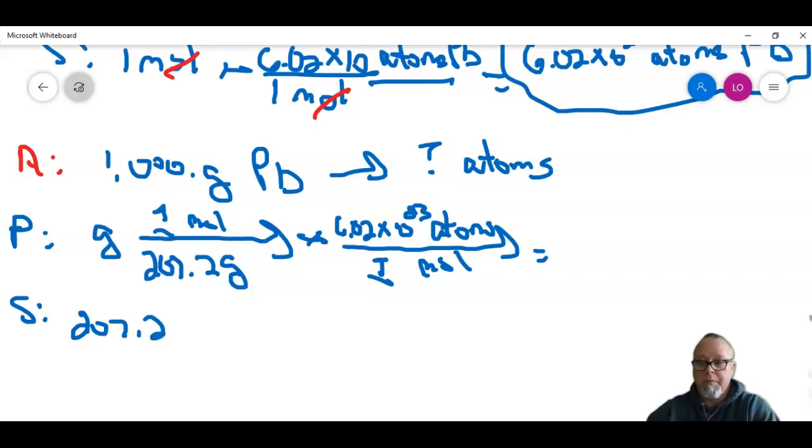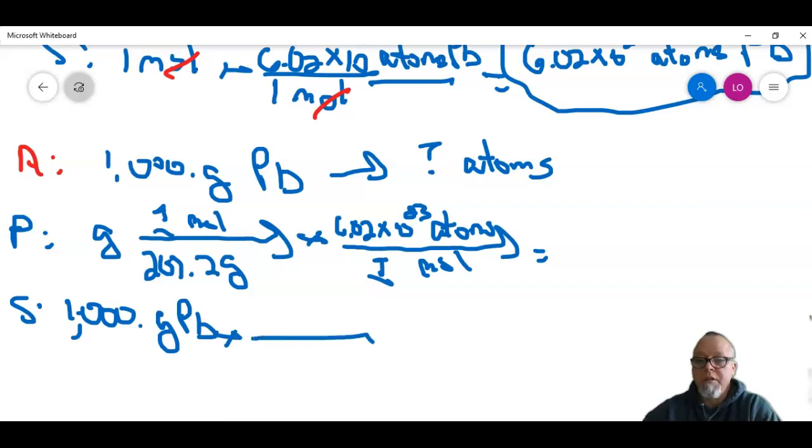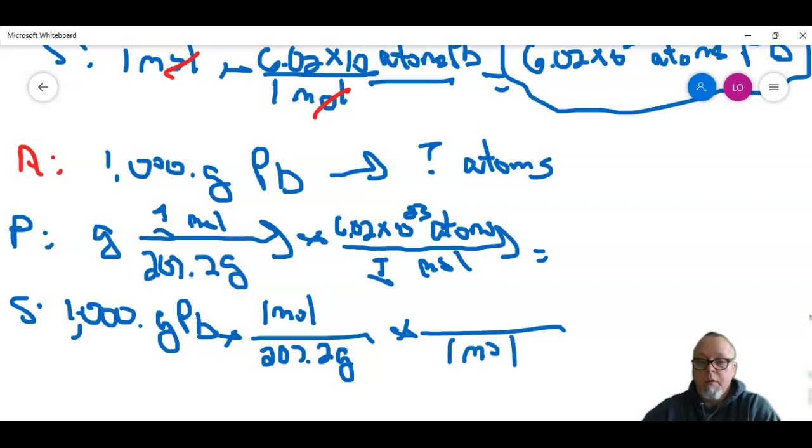Sorry, somebody should have stopped me. We have 1,000 grams of lead times our first equality, which is 1 mole of lead over 207.2 grams, times our next equality, which is 1 mole under 6.02 times 10 to the 23rd.